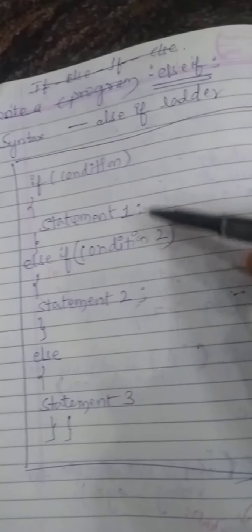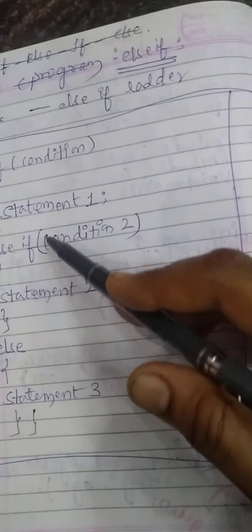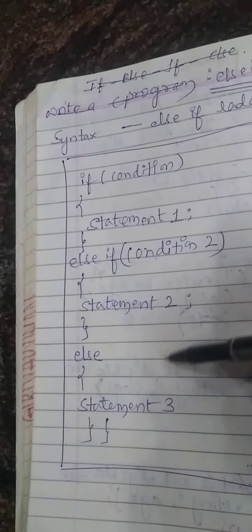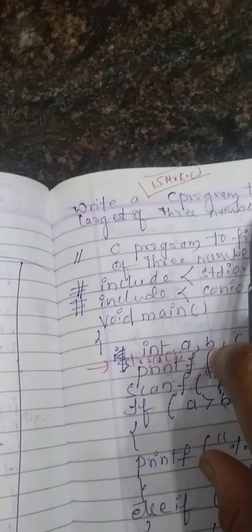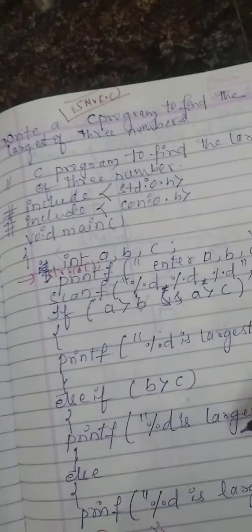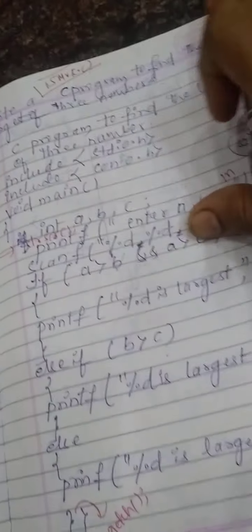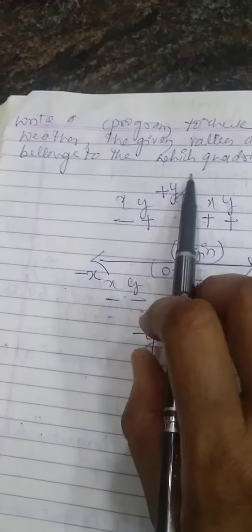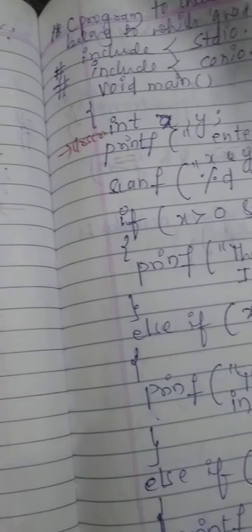And this one is the else if. Else if means else simultaneously with the if condition, so it will execute the three conditions. Write a C program to find the largest of three numbers, which you already discussed. And here, write a C program to check in which quadrant the given number lies. This is the program.